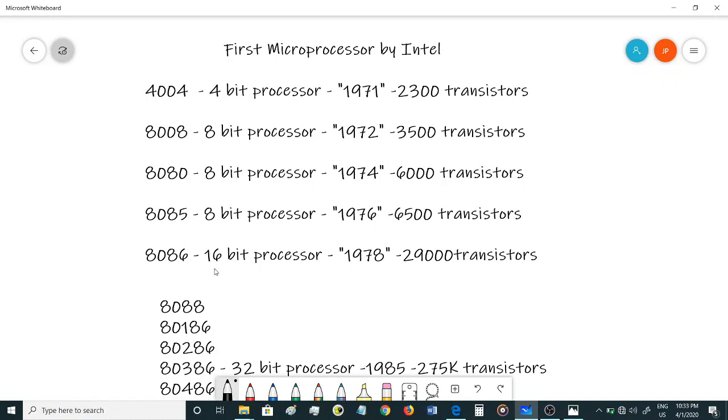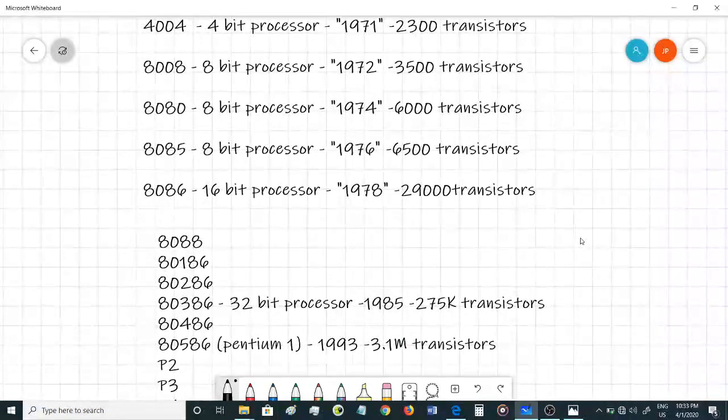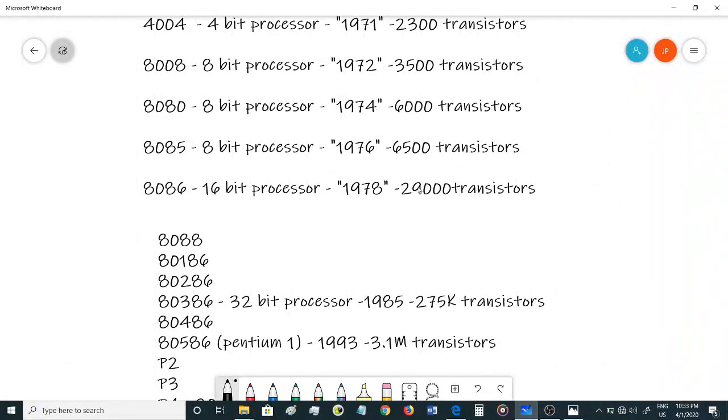Then came the next microprocessor, which is the 8086. The 8086 was a 16-bit processor. It had new concepts incorporated in it, like pipelining, which is a very important principle or process which can increase the efficiency of the processors. We'll be learning in detail in our coming lectures what it is. It was invented in 1978 and it had around 29,000 transistors in it.